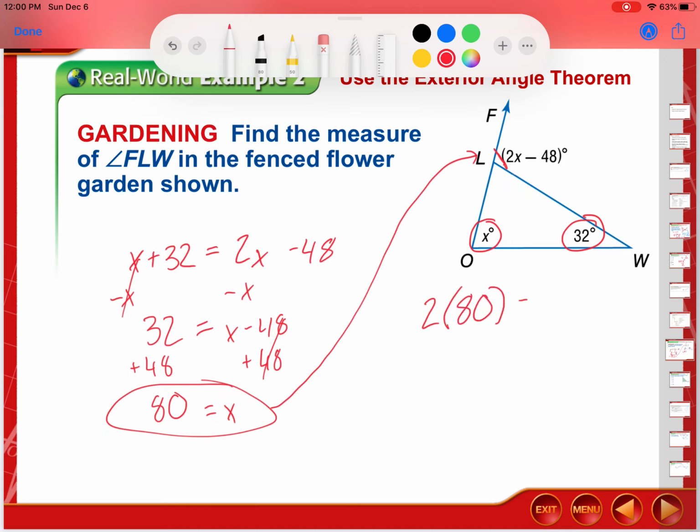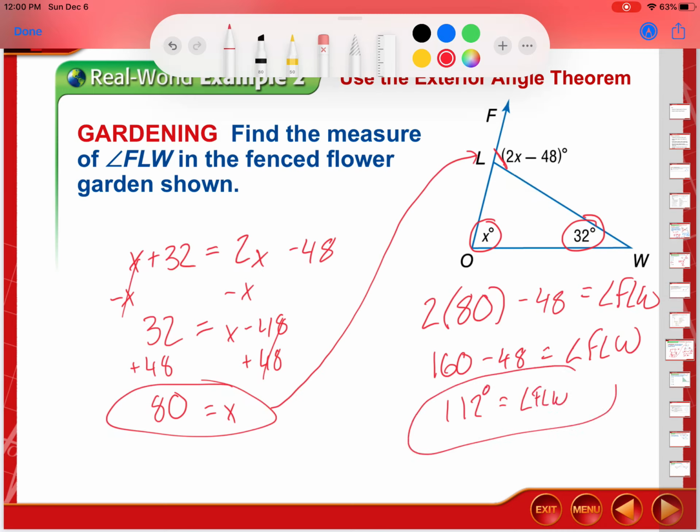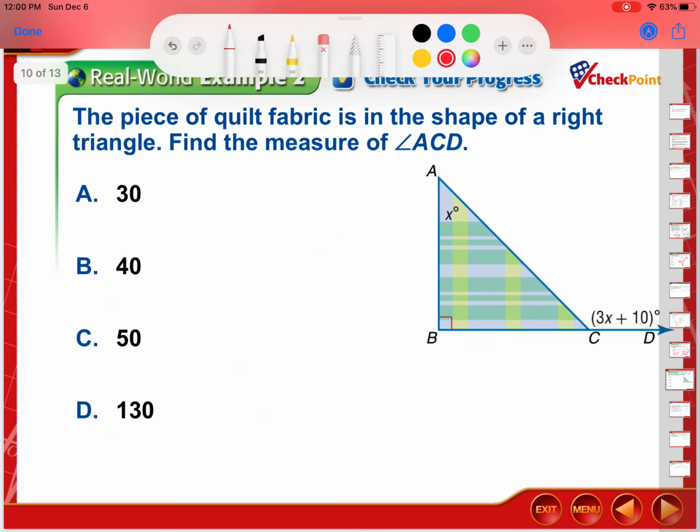So what we have to do is take this x equals 80 and plug it back into that initial 2x minus 48. So if we say 2, and then instead of x, we're going to say 80 because we're substituting in, minus 48 equals angle FLW. We are left with 160 minus 48 equals angle FLW. And 160 minus 48 would be 112 degrees equals angle FLW. So 112 degrees would be our final answer. Yay! Okay, we're getting down to the end of this.